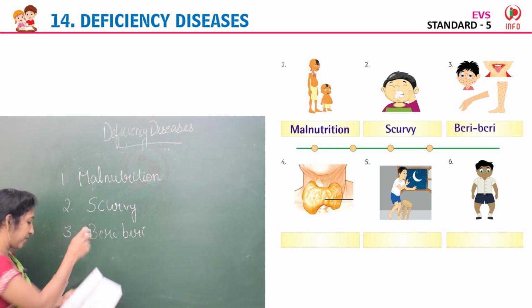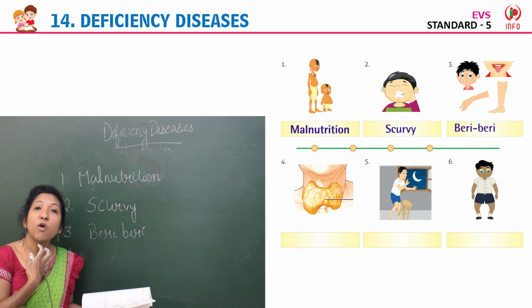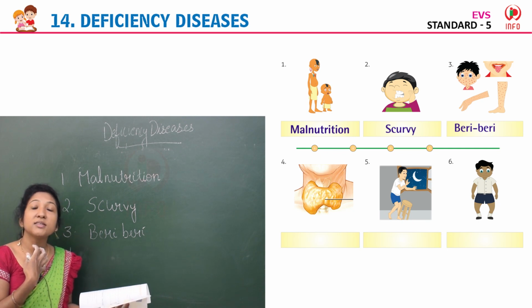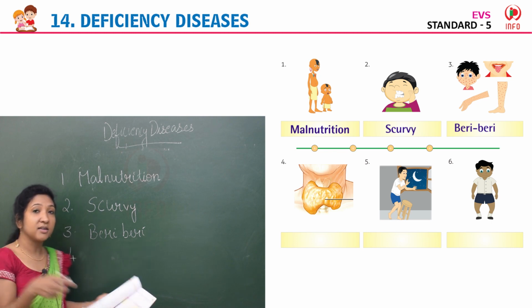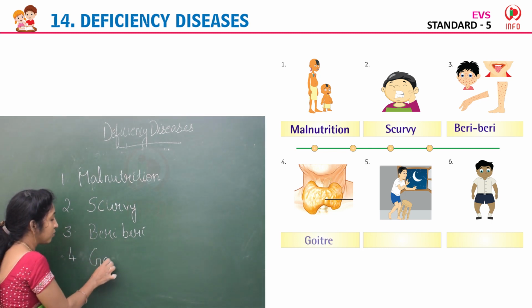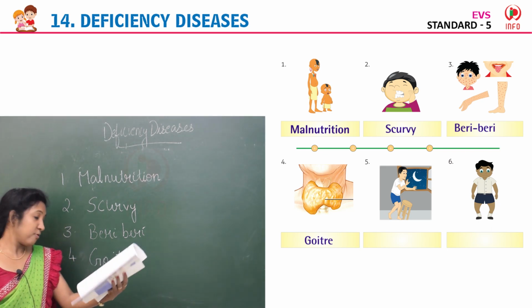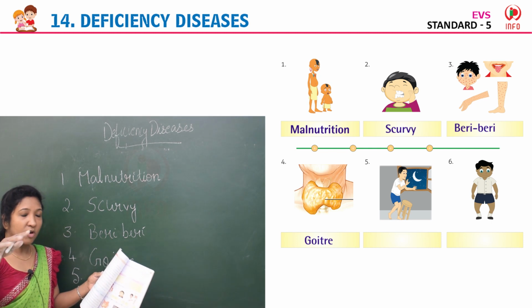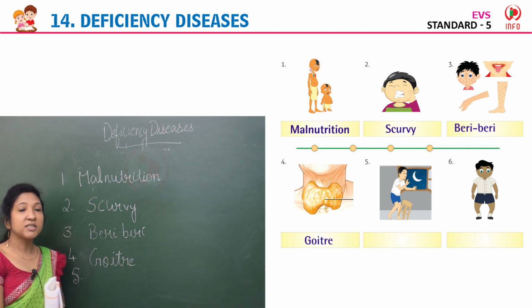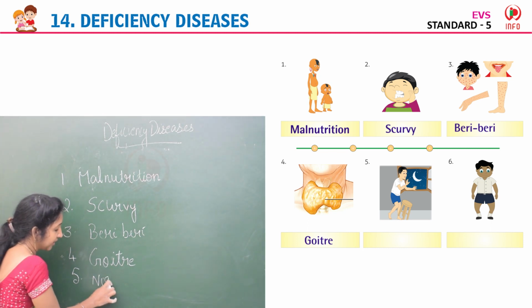Now coming to the fourth one. Yeah, the thyroid gland becomes swollen, isn't it? So which disease is that? Name that disease where the thyroid gland becomes swollen. There will be swelling in the thyroid gland. It is goiter, G-O-I-T-R-E, goiter. Now, fifth one, that boy is not able to see in the dark. Which disease is that? Yeah, night blindness.